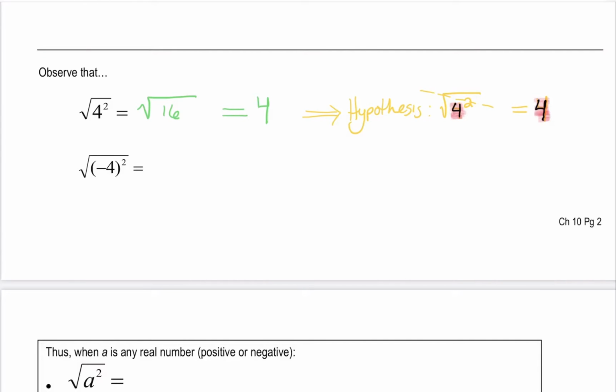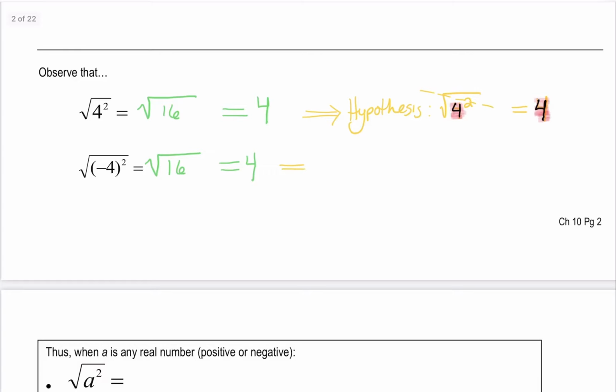Okay, now let's move on and let's look at a different problem. Square root of negative 4, in parentheses, the whole negative 4 squared. Order of operations is always safe. So what is negative 4 times negative 4? It is also 16. And then, again, what's the square root of 16? What's the principal, the positive square root of 16? That is 4.